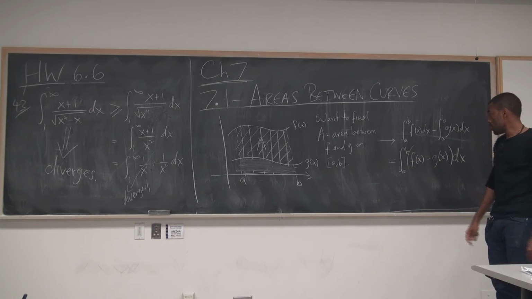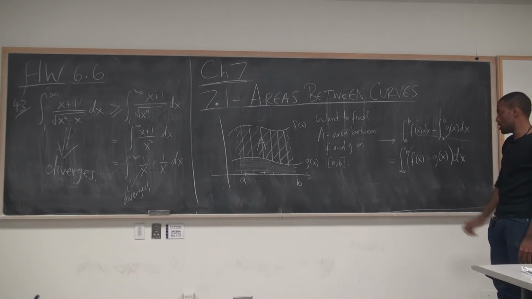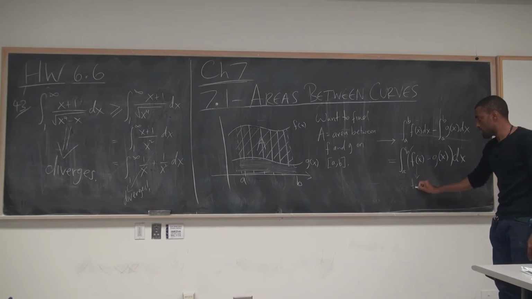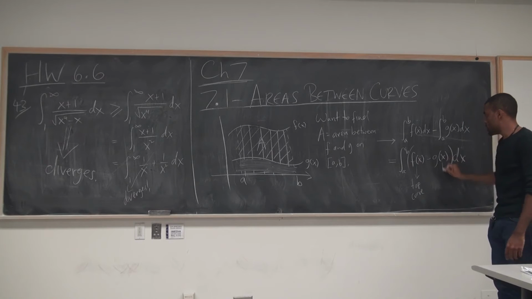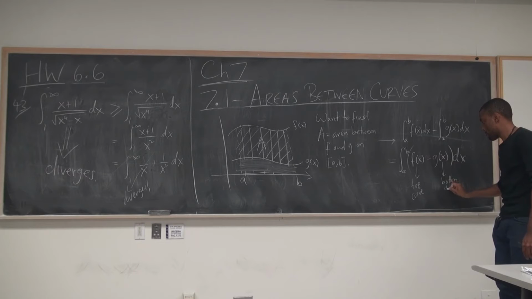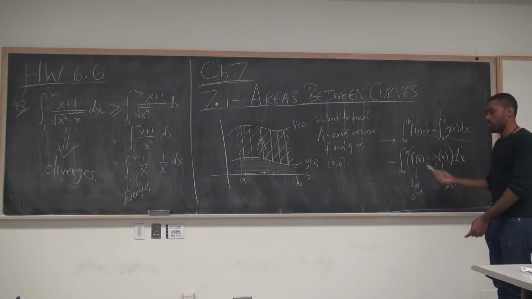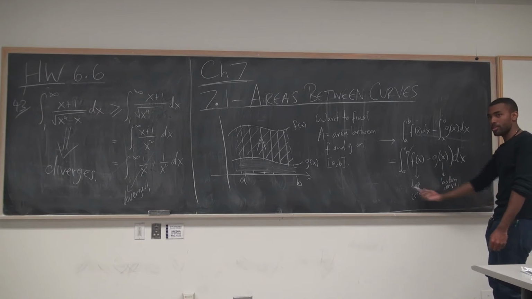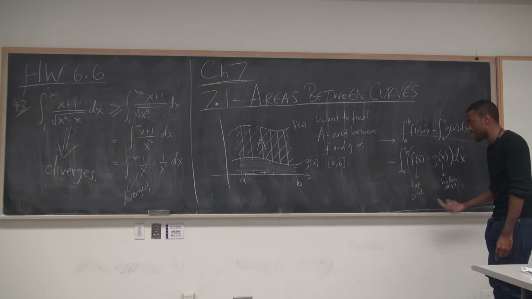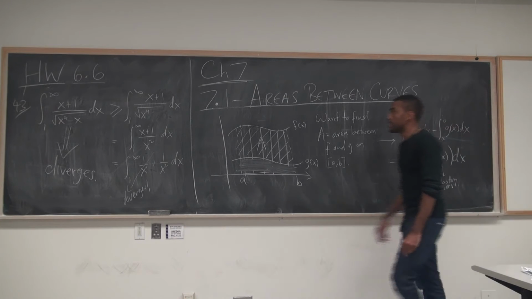The idea I want you to take from this is that f was my top curve, g was my bottom curve. That's a super important concept to wrap your head around. Make sure you get that. Top minus bottom.